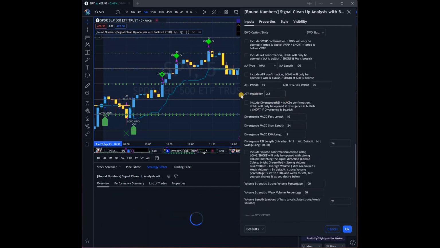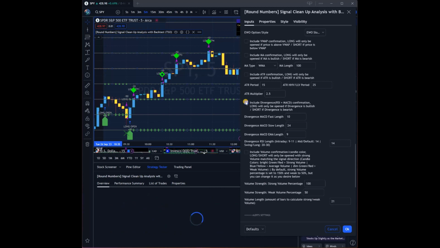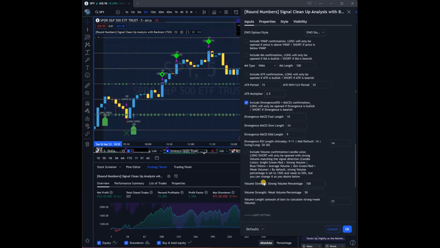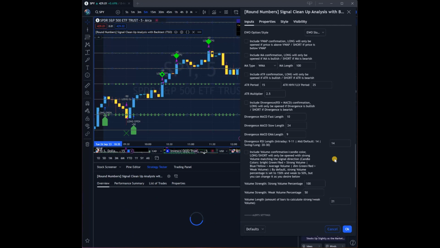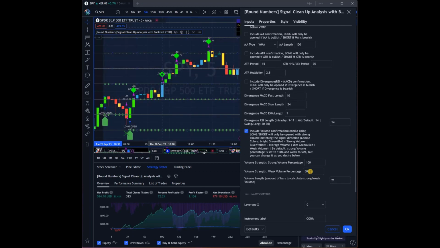There's this RSI and MACD. This is a pretty cool feature. It's pretty strong in cleaning up signals. There's also volume, especially for S&P. Volume can play a big role. And this basically, you set up a percentage based on the length, based on the last 20. Right now it's set to 21.